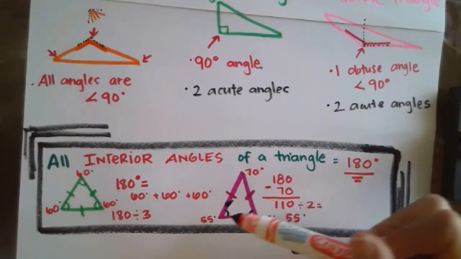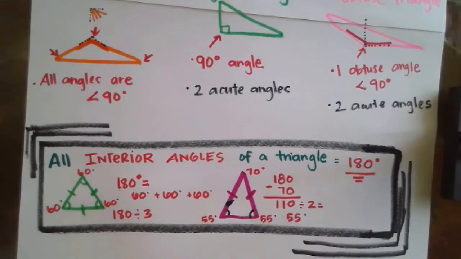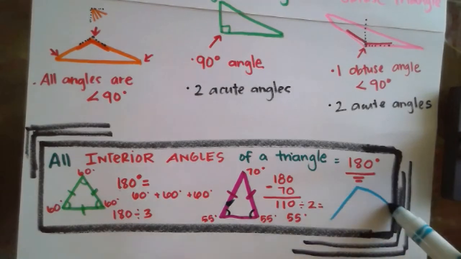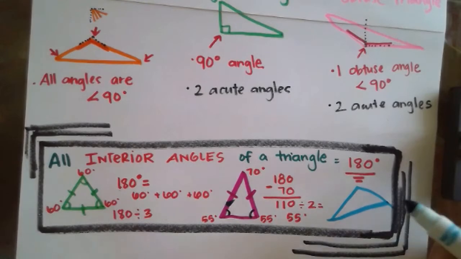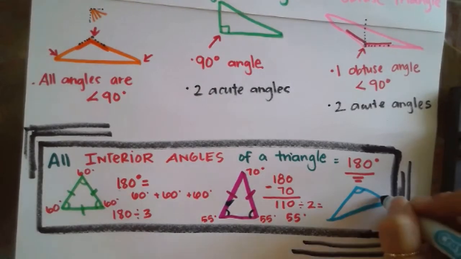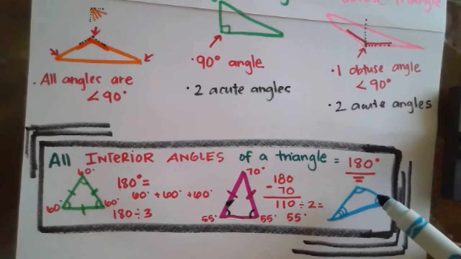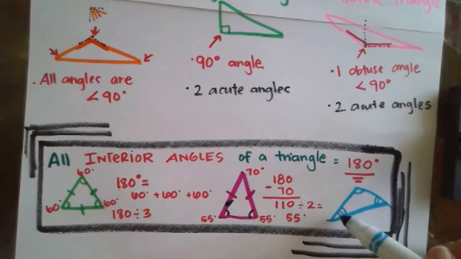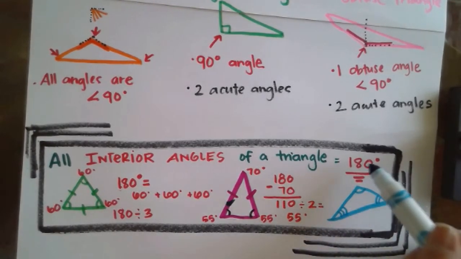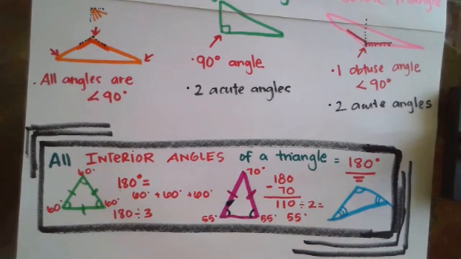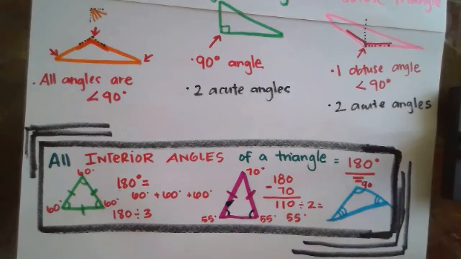For my final type of triangle, my scalene triangle, all 3 angles are going to be different. So I'm going to label those each with different hash marks. No matter what, those 3 angles must total up to 180 degrees. In this example, let's say one of my angles is 90, one is 40, and one is 50. It will still add up to 180 degrees.